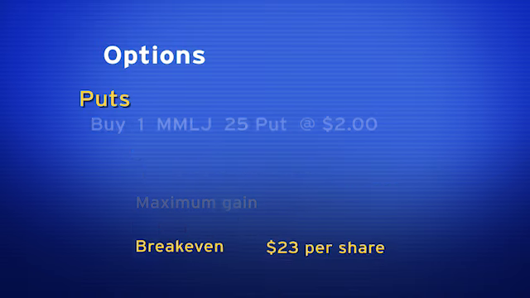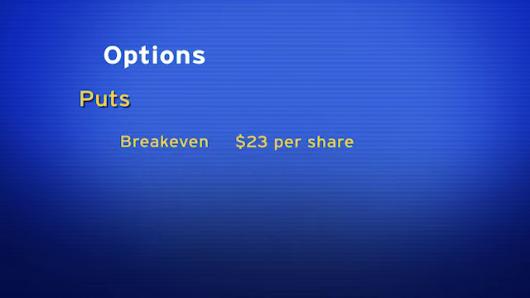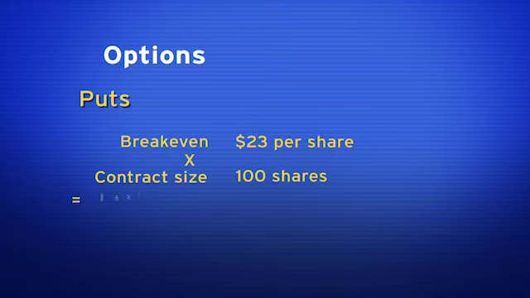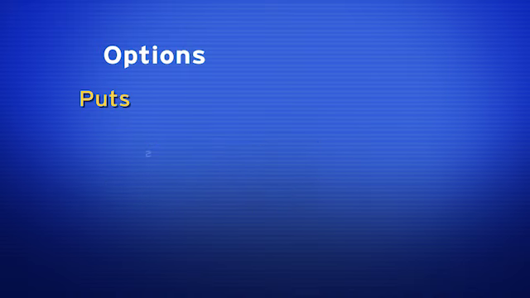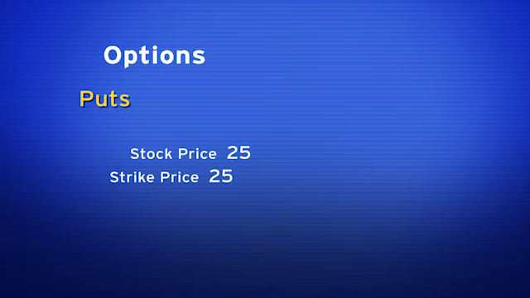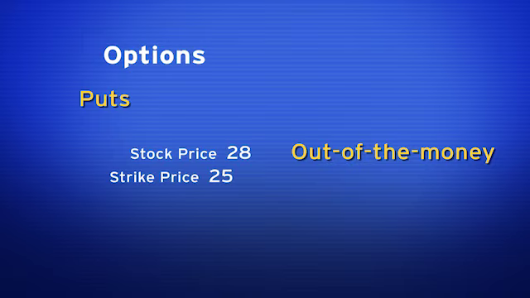Now, there's a little trick you can use. If you solve for break even, you take break even times your contract size, 100 shares, and that's your maximum gain. What if the stock price in the marketplace were $25 a share? Well, that's the same as the strike price, so that option is at the money. What if it is $28 a share? That's above the strike price, that is out of the money.